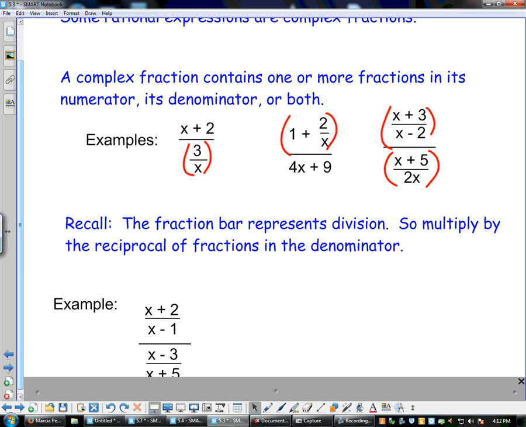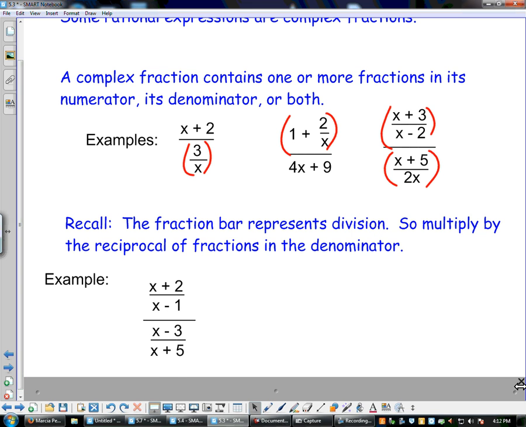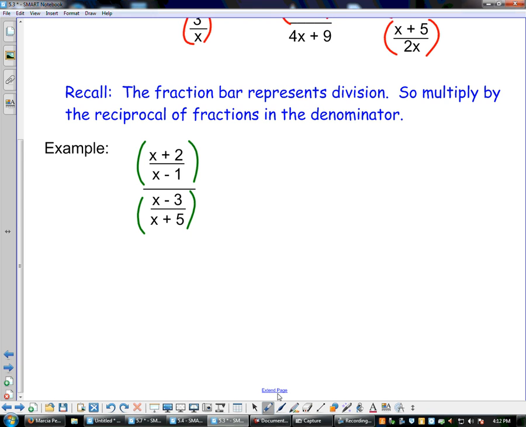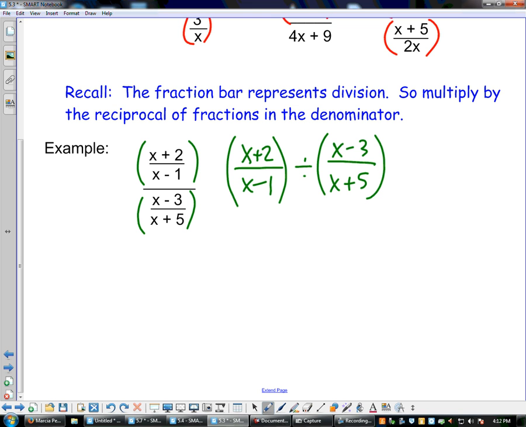So let's take a look at this example. Okay, so in our problem here, again, complex, a fraction within a fraction, kind of like the last example here. So I'm going to rewrite this as x plus 2 divided by x minus 1, all of that fraction divided by x minus 3 over x plus 5. So I have two fractions divided by each other.